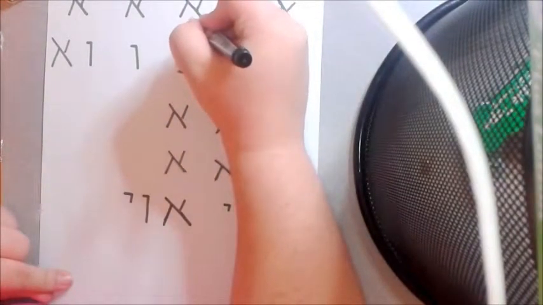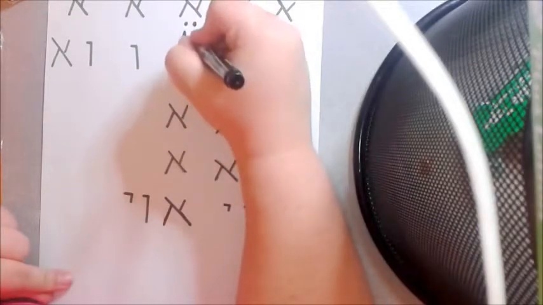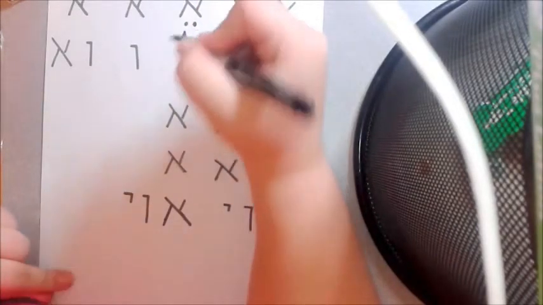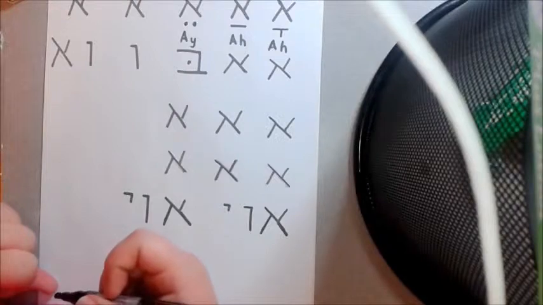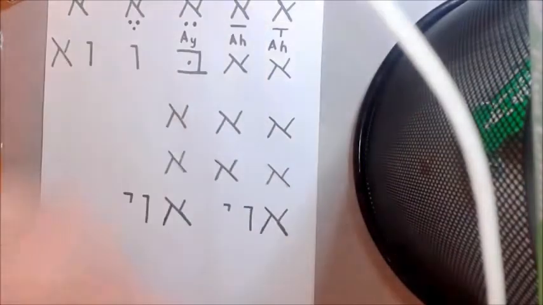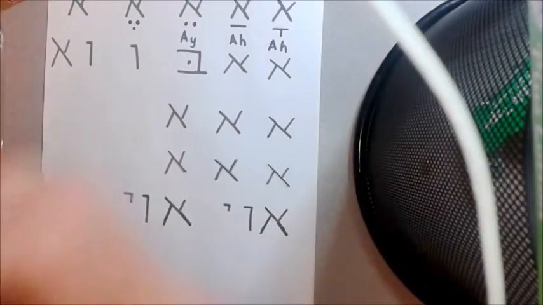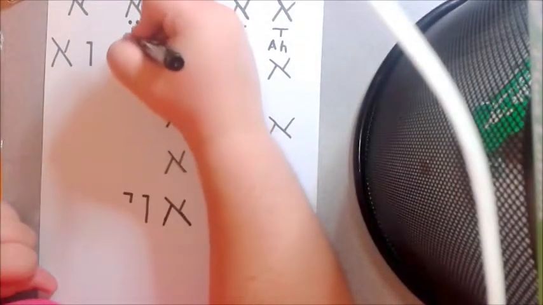Then there are two dots right next to each other that say A. Okay, it's a long A sound. Then there are three dots, kind of a little upside down triangle, and that's going to be Eh. It's a short E sound.